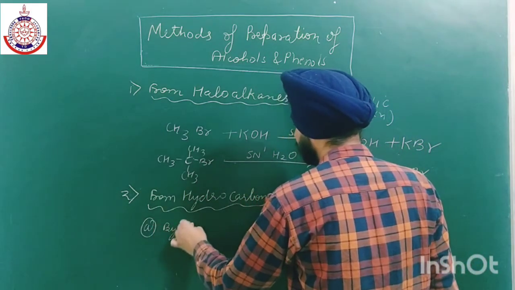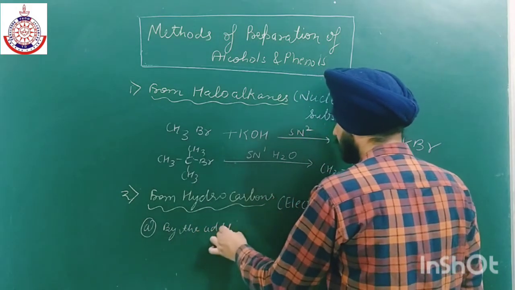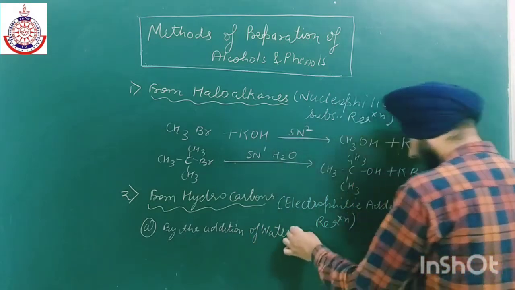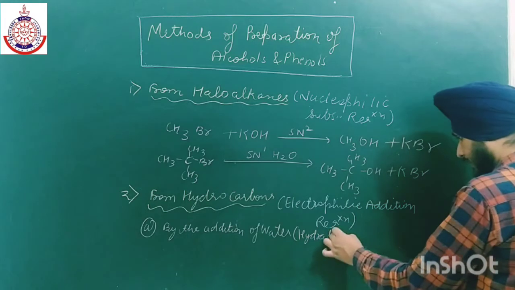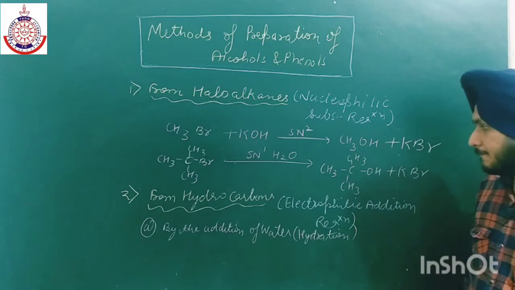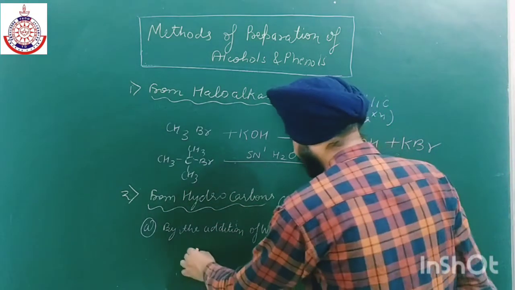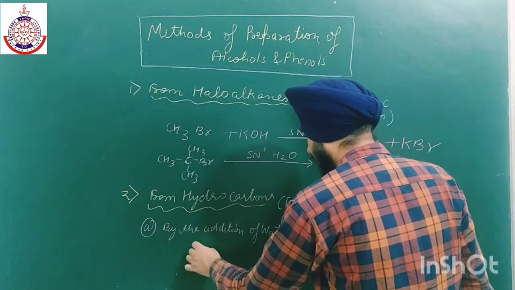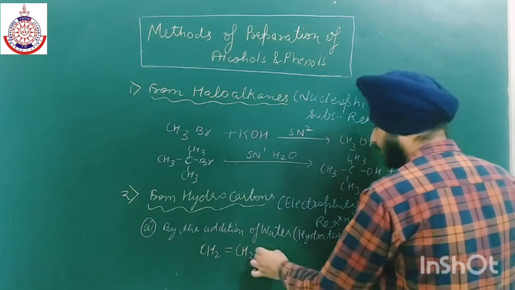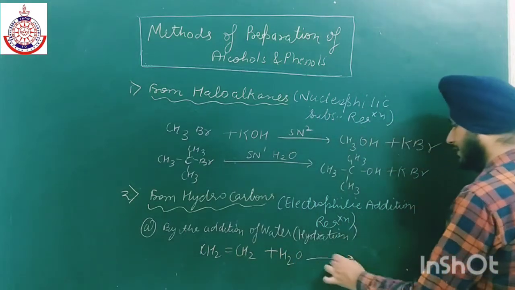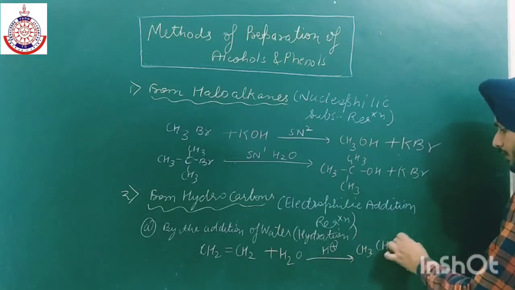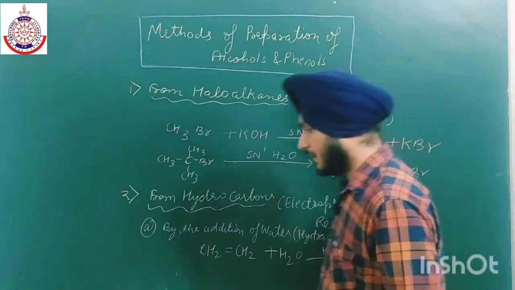by the addition of water, and we call it hydration. So by the addition of water we call it hydration, and the general reaction is CH2=CH2, I am taking ethene, plus water in the presence of an acid H positive, and we will get CH3CH2OH alcohol. So now what is the mechanism?